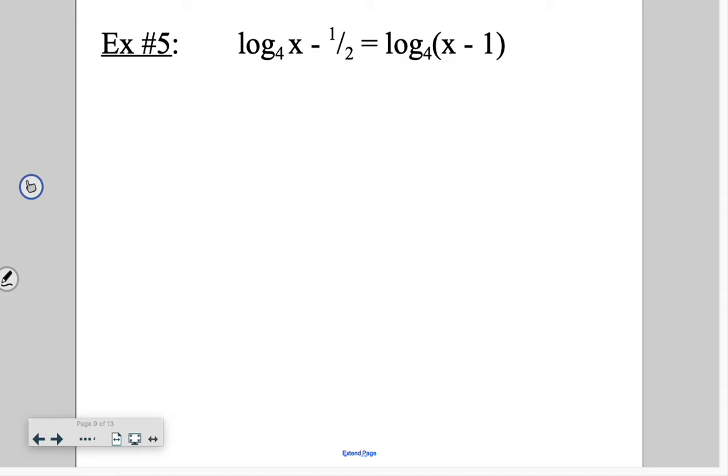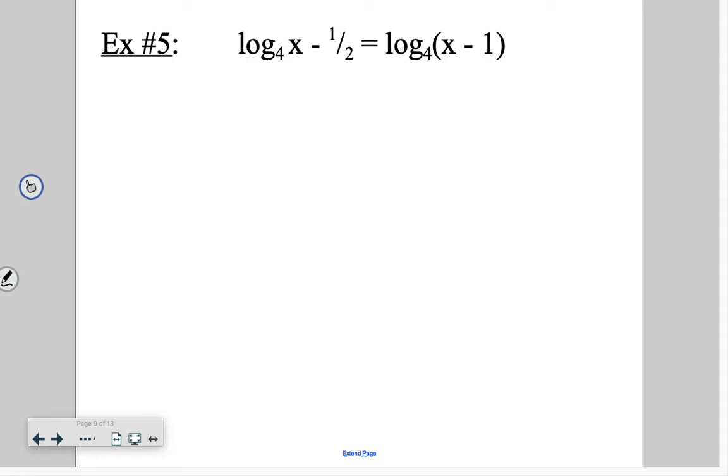If that wasn't there, then I could set x equal to x minus 1 and solve. I could try it. If one log equals the other, then the arguments are equal. But because of that minus 1/2, it doesn't work out, unfortunately. So what do you think we should do? Other ideas? Like I said, this one's harder.